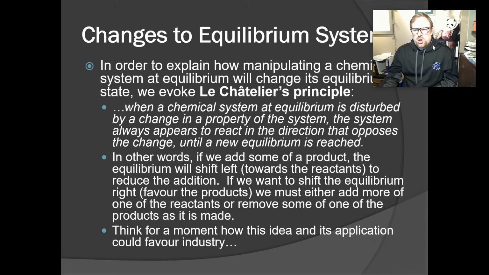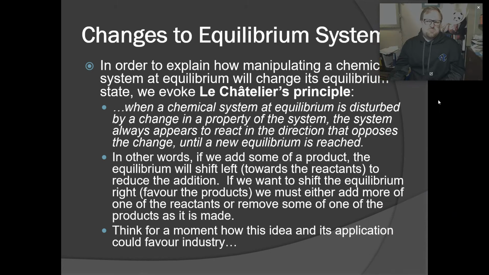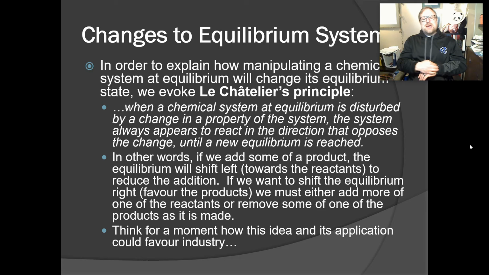we invoke, or evoke, I don't know, you choose, Le Chatelier's principle. And Le Chatelier's principle states that when a chemical system at equilibrium is disturbed by a change in a property of the system, it always appears to react in the direction that opposes the change until a new equilibrium is reached. So what we're going to see here is that when we disturb a system at equilibrium, it acts to oppose that change. Okay, and we're going to see this from a few different perspectives as we move through this section.